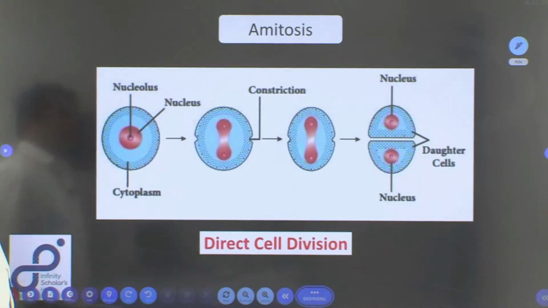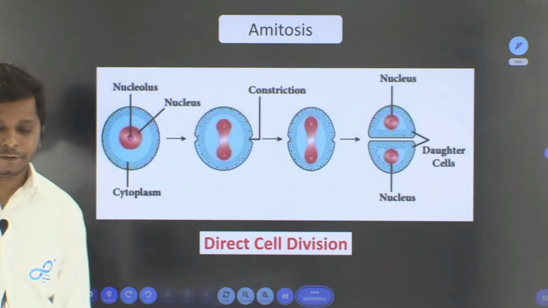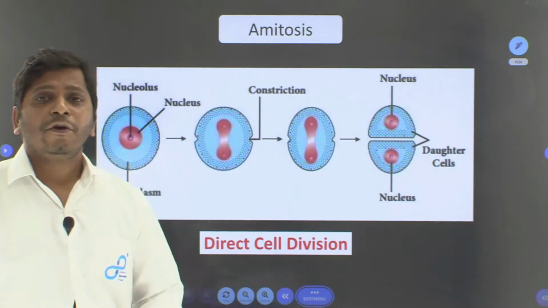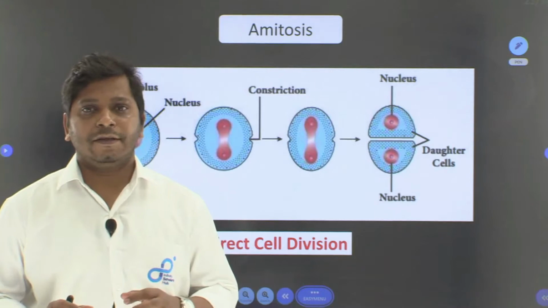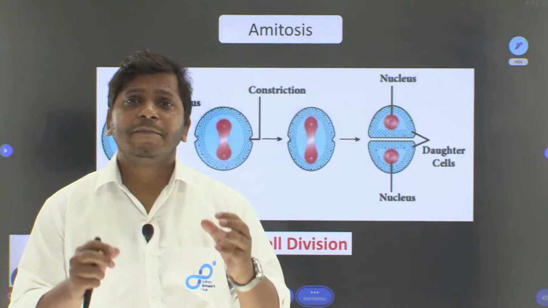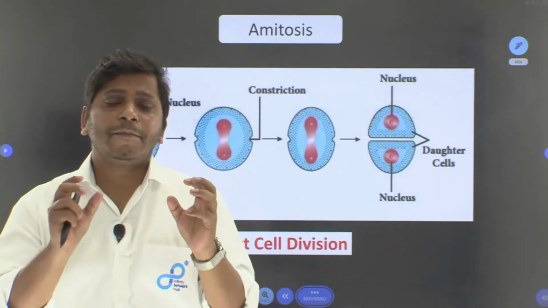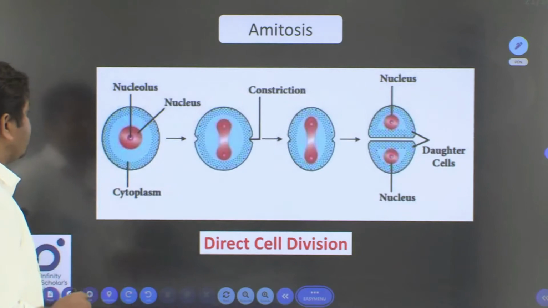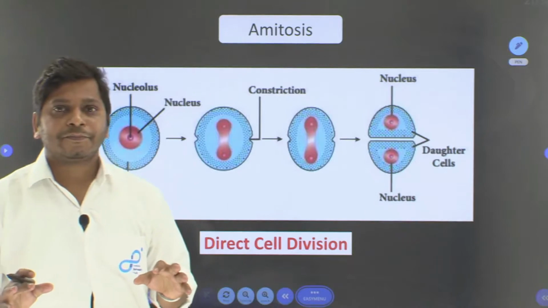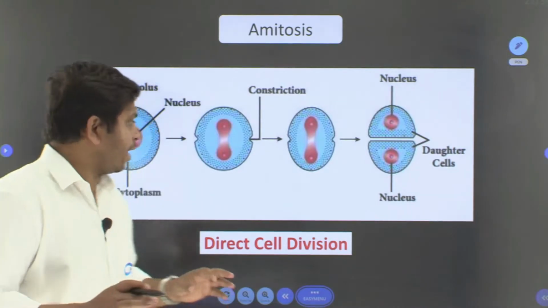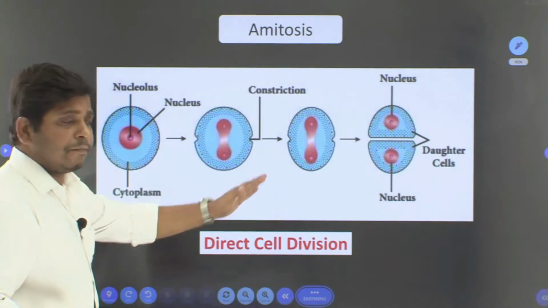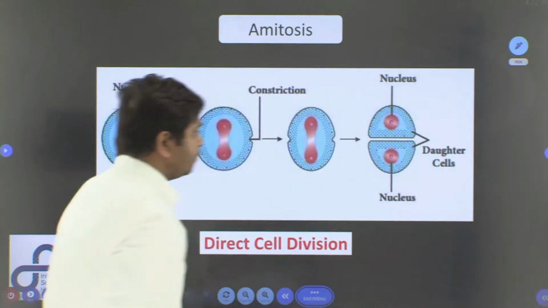So there are many types of cell division. The easiest, or common, type of cell division which occurs in the primitive group of organisms is called amitosis. This primarily occurs in bacteria, and this is a very simple type of cell division. Look here, this is called a direct cell division. In direct cell division, the cell divides along with the nucleus and produces 2 daughter cells.